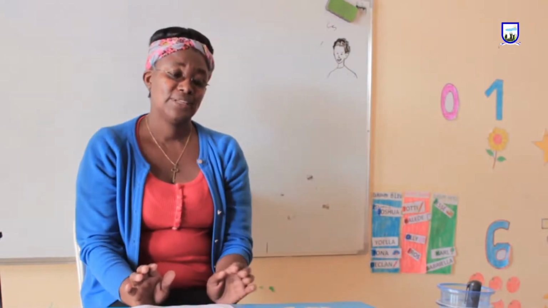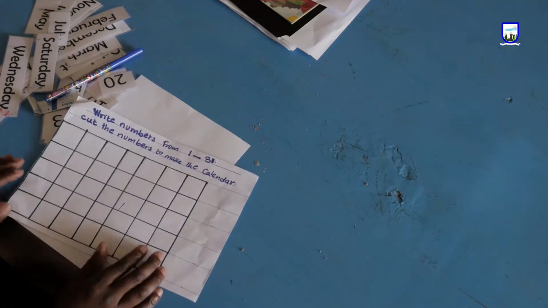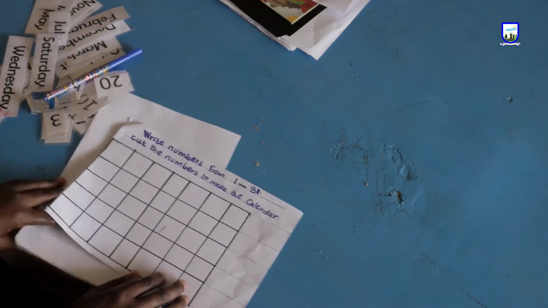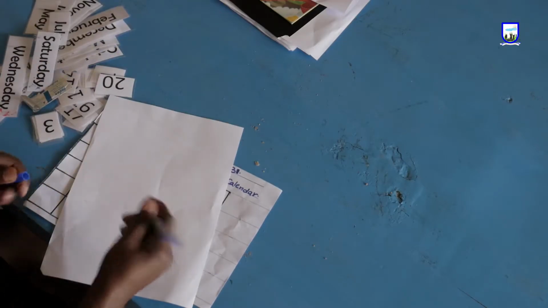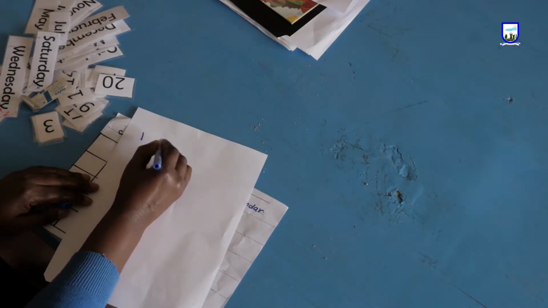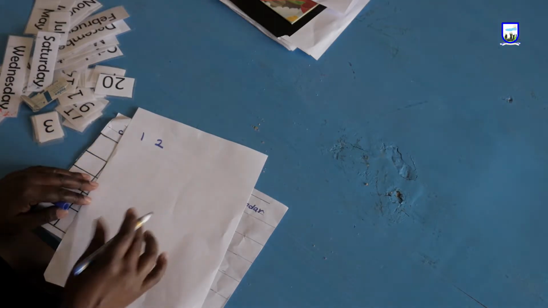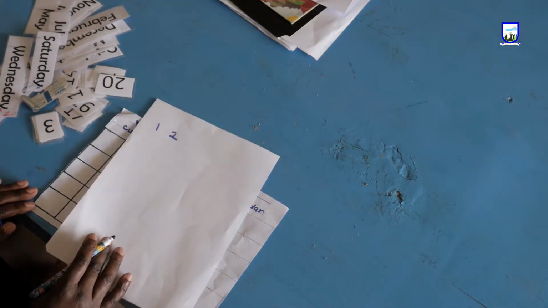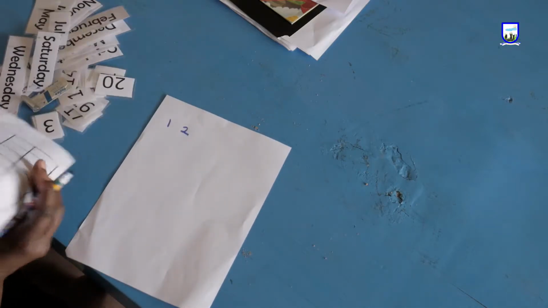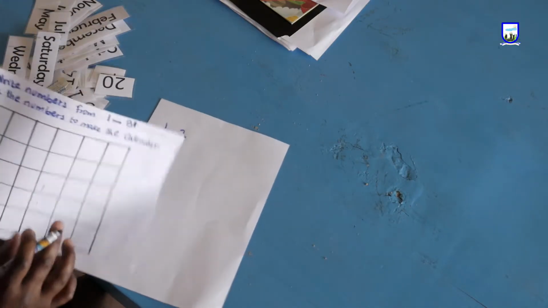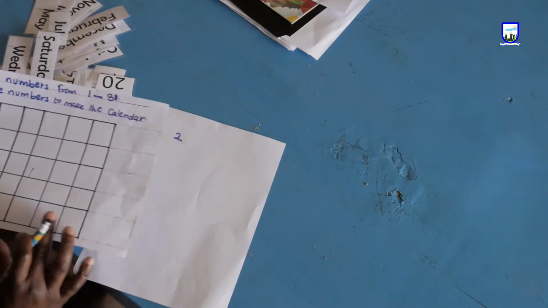Okay, now today we are going to learn to make a calendar. We are going to make our calendar. And how do we make it? Now you get a piece of paper like this. Write numbers right from number 1, number 2 up to 31. Those are the days. So I'll give you a paper like this. You write the numbers right from number 1 up to 31.